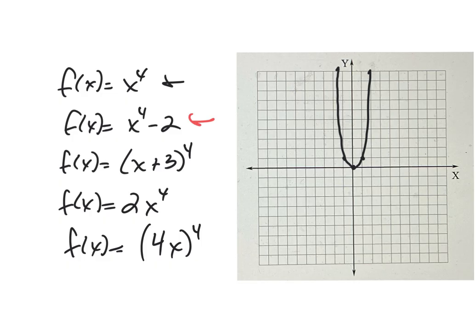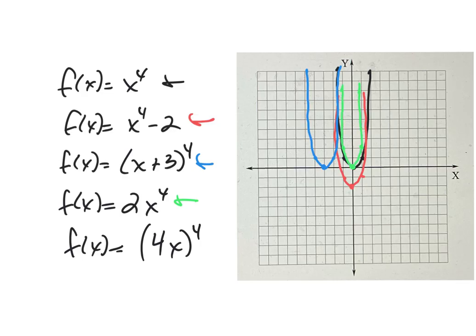The x to the 4th minus 2, just what you think. Go down 2 to start, over 1, up 1, or over 1, down 1. But it's really steep. And then x plus 3 to the 4th, left 3, opposite of what you think inside, over 1, up 1, over 1, up 1. It's really steep. Got up to 16 to get the next point way up there. And then 2x to the 4th, that's a vertical stretch. So it starts back at 0, 0, over 1, up 2, over 1, up 2. So even steeper because of the 2.